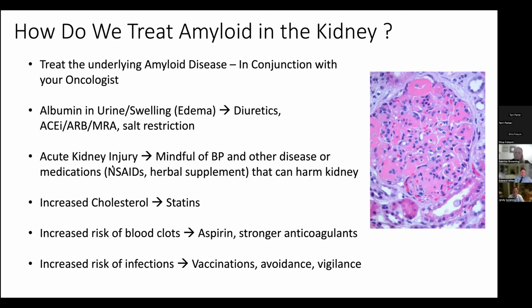To address the increased risk of blood clots, we put patients on aspirin if they have a minimal amount of protein loss, or stronger anticoagulants if they have more significant protein loss. Blood clots are significant, and they can lead to significant morbidity, including pulmonary embolus or stroke in certain patients. And for increased risk of infection, we actually don't give any antibiotic prophylaxis specifically, but we recommend vaccinations before starting treatment, avoidance of people who are ill around the patient, and just vigilance going forward.